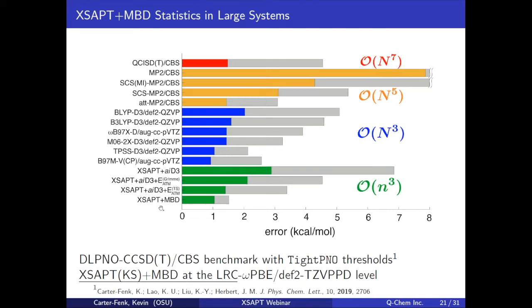One other thing that I will highlight is that the many-body dispersion in these systems is a very important quantity to get right, because the XSAPT plus AID3, our best pairwise dispersion potential, exhibits the highest error out of the XSAPT methods tested here for these very large systems.